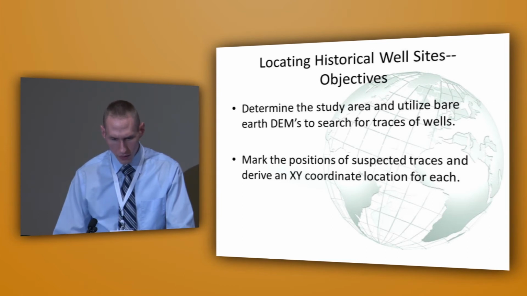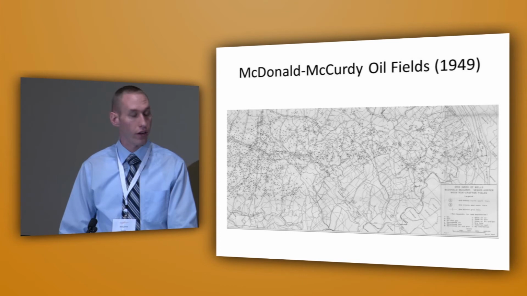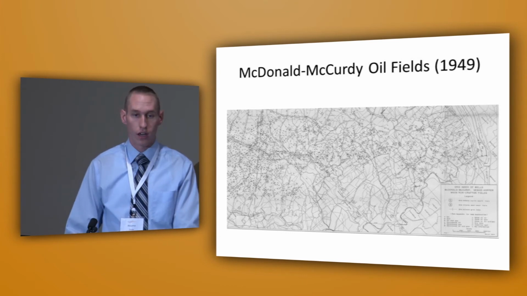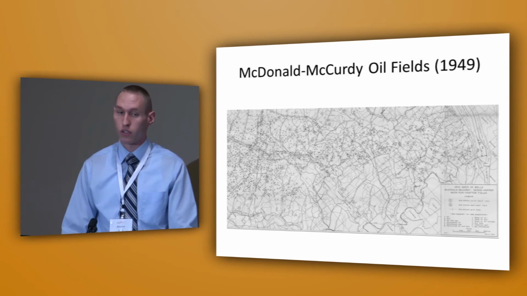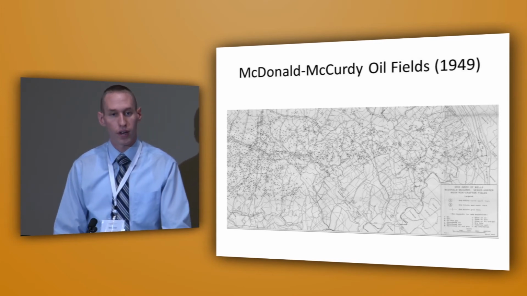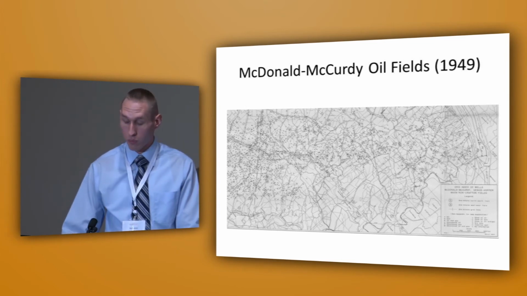So this was an old map that they gave me. I used the DesignJet scanner to scan it and then import it into GIS. From there, I georeferenced it to satellite images of the area. And then I downloaded USGS DEMs to see if I could locate traces of wells. But I ran into a problem.